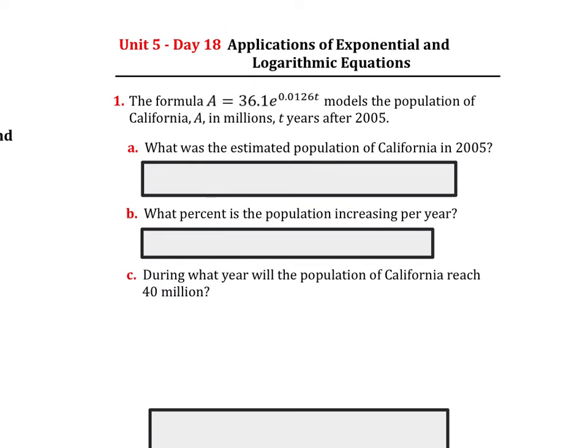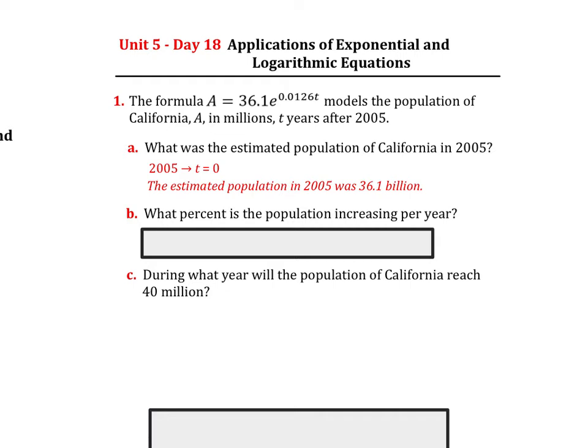Here we have a formula given to us. A equals 36.1 times e to the power of 0.0126t models the population of California, A, in millions after t years. Now, t is going to be years since 2005. That means the year 2005 itself, t would equal 0. So part A is saying, what was the estimated population in 2005, aka the starting value? So when t was 0, what was our population?